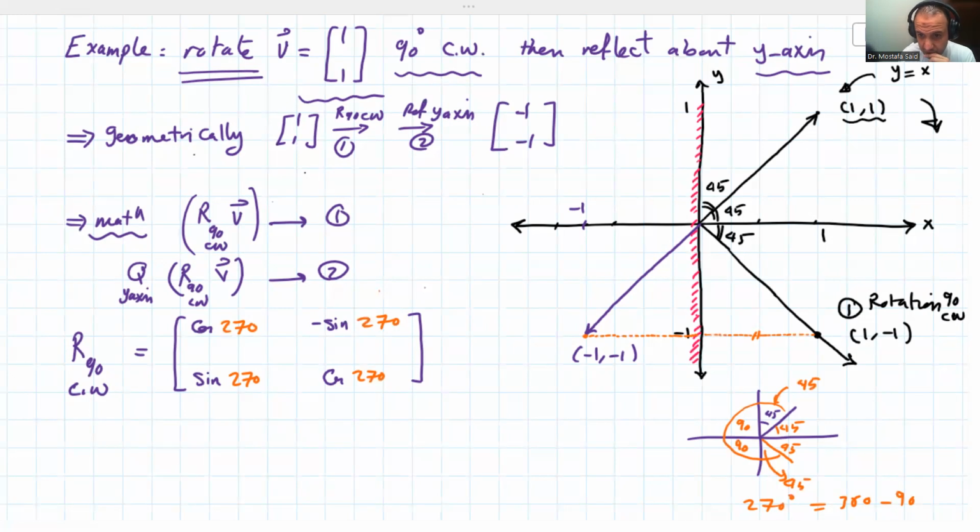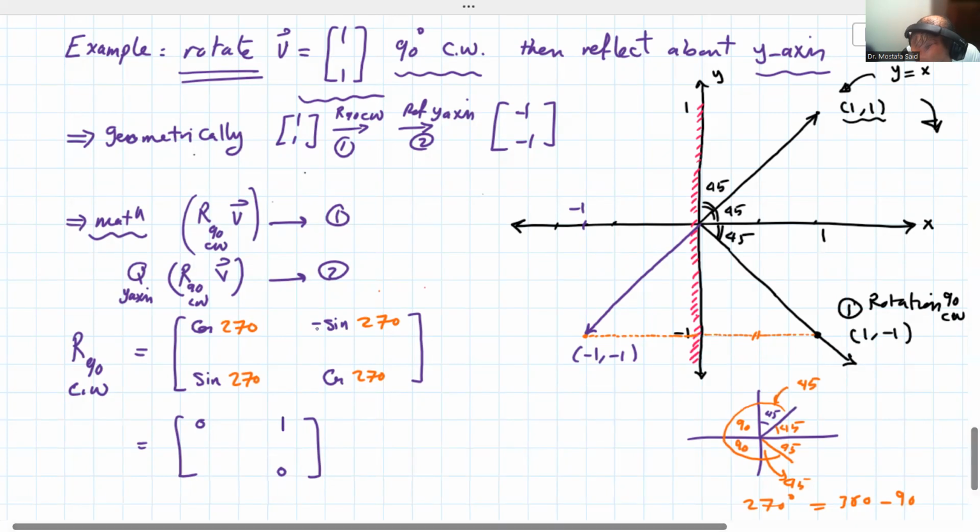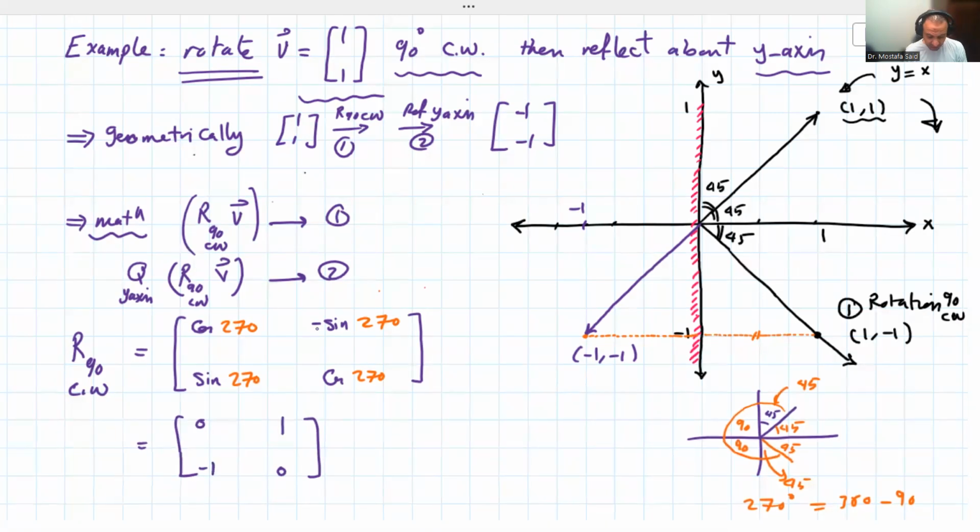Okay, so cosine 270. Hopefully this is in degrees. No, that's not degrees. Okay. Cosine 270 is 0. So we have here 0 and 0. Now sine 270 is minus 1. So minus 1, and there is a minus 1 from the beginning, so this will be plus 1, and here will be minus 1. Okay, so that's the R 90 clockwise.